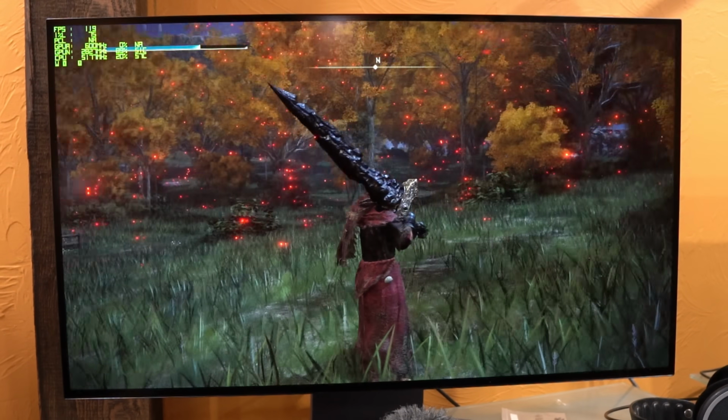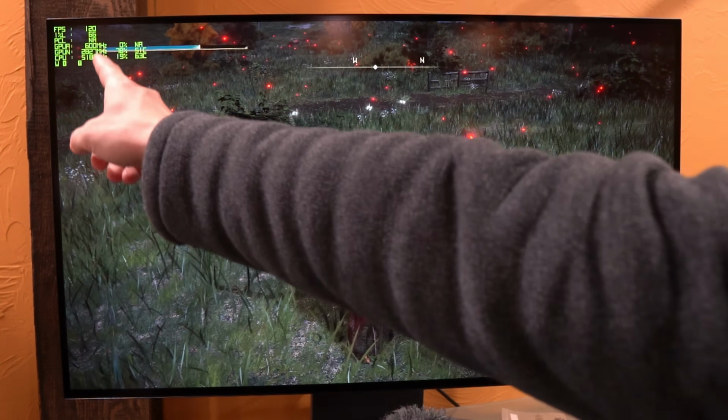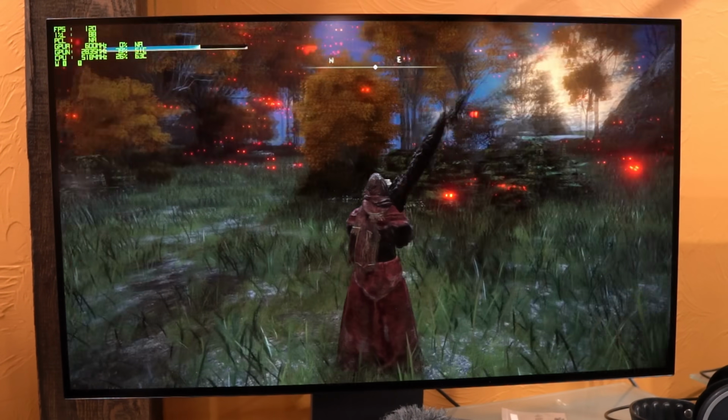Okay, we've now restarted the game, and I notice a few things. Number one, FrameView is detecting the 120 FPS. And by the way, not every frame rate counter will detect these type of generated frames.